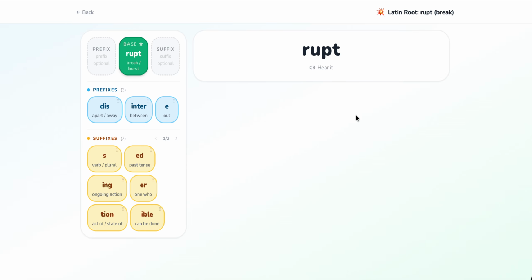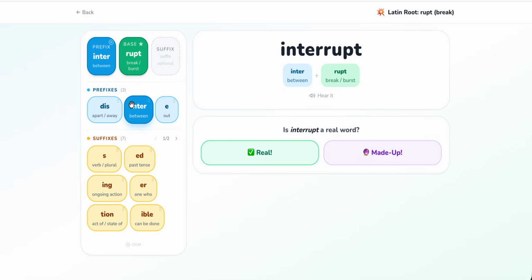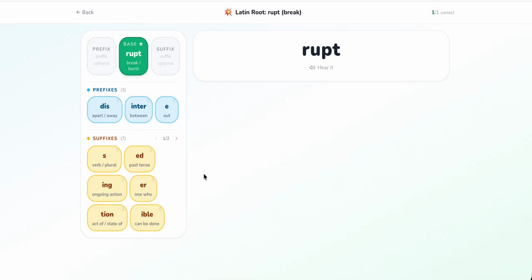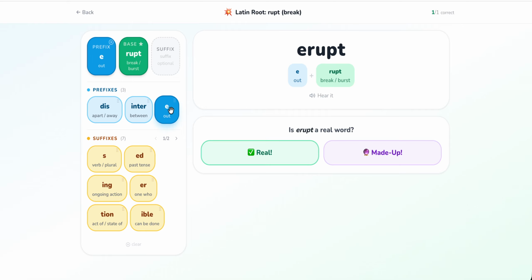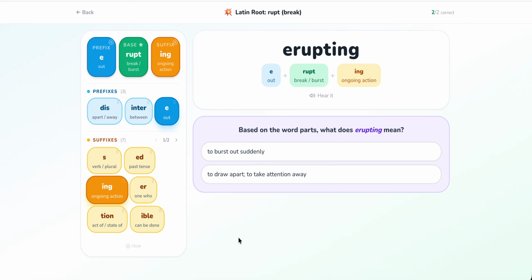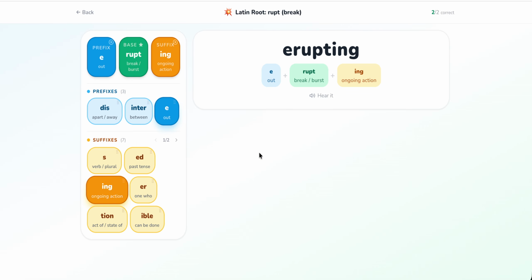So kids could raise their hand and say, interrupt. Yeah, that's real. Great. We can go over all of that. Or kids, as they're going, can figure it out. Erupt. Okay, is that real? Yeah, they can write it down. Erupting. Yeah, also a real word, and they can write that down.